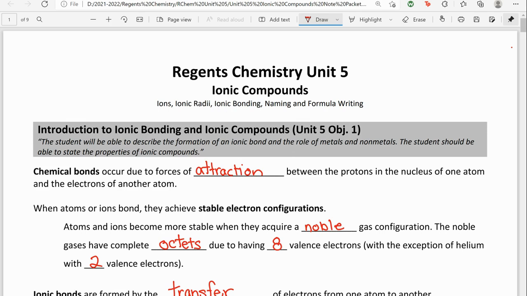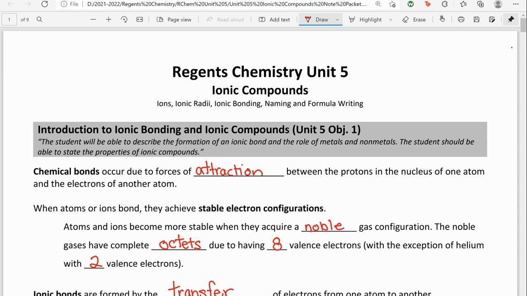All right, so chemical bonds occur due to forces of attraction between the protons in the nucleus of one atom and the electrons of another atom. When atoms or ions bond, they're going to achieve a stable electron configuration, which we've talked about before. So, atoms and ions are more stable when they acquire a noble gas configuration.